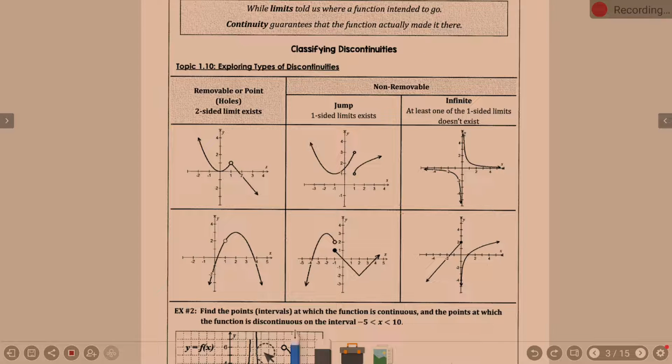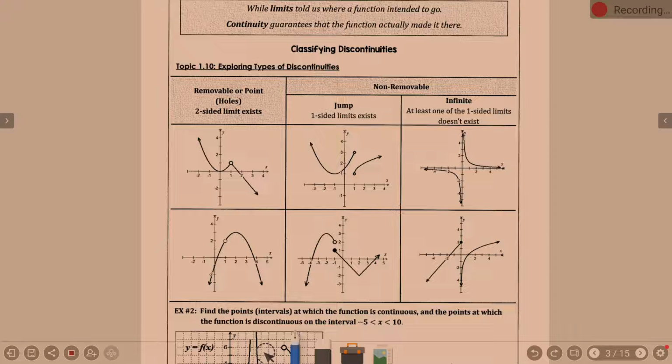Okay, the next page. While limits told us where a function intended to go, continuity guarantees that the function actually makes it there. Okay? So while limits told us where a function intended to go, continuity guarantees the function actually made it there. So continuity is putting it all together. We've talked about these discontinuities here, right? None of these are new to you at this point. You've talked about them. We're going to talk about them some more today.